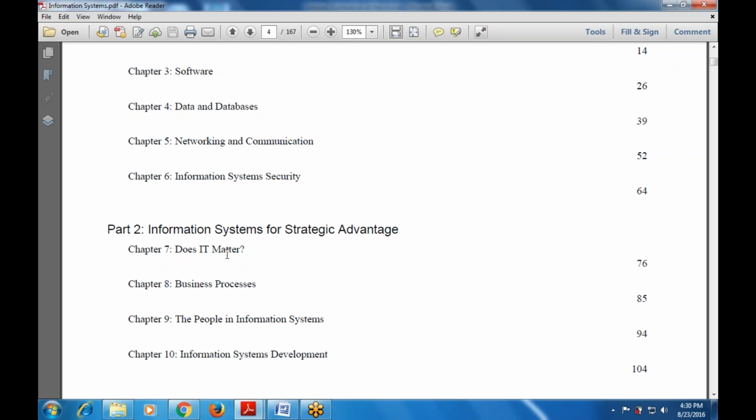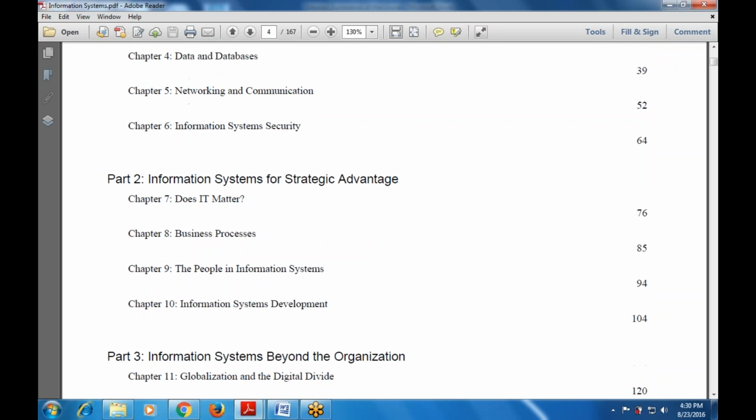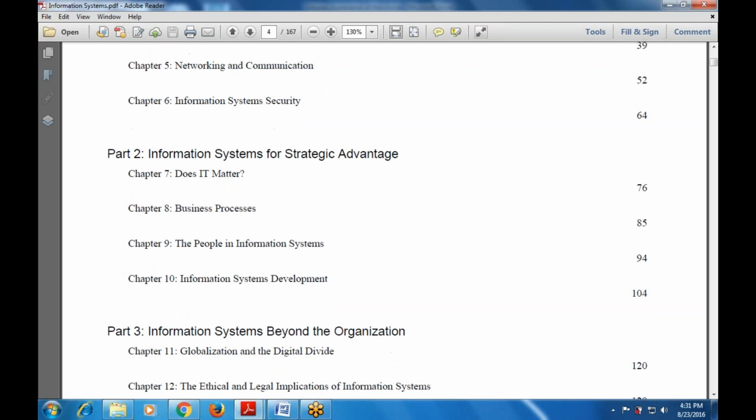The next chapter is business processes. What is the meaning of business process? What are the various kinds of business processes? Then the people in information systems. How the people work in the information system. Then chapter number 10 is information system development. How we can develop the system, that is known as information system development. In this we are going to study the various stages by which the information system will be developed.